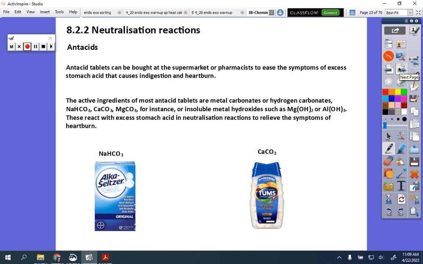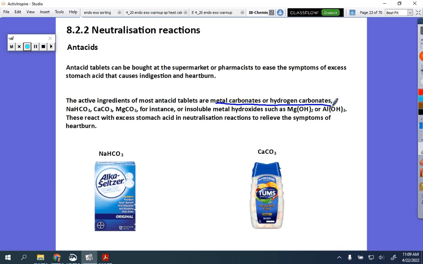We played with some Alka-Seltzer a while back. You may or may not have taken some for medicinal purposes, or some Tums when you've got too much stomach acid, if you have indigestion or heartburn. Basically, these are mostly metal carbonates or hydrogen carbonates, and sometimes metal hydroxides. They'll react in a neutralization reaction to kind of calm down the acidity of your stomach and your esophagus.